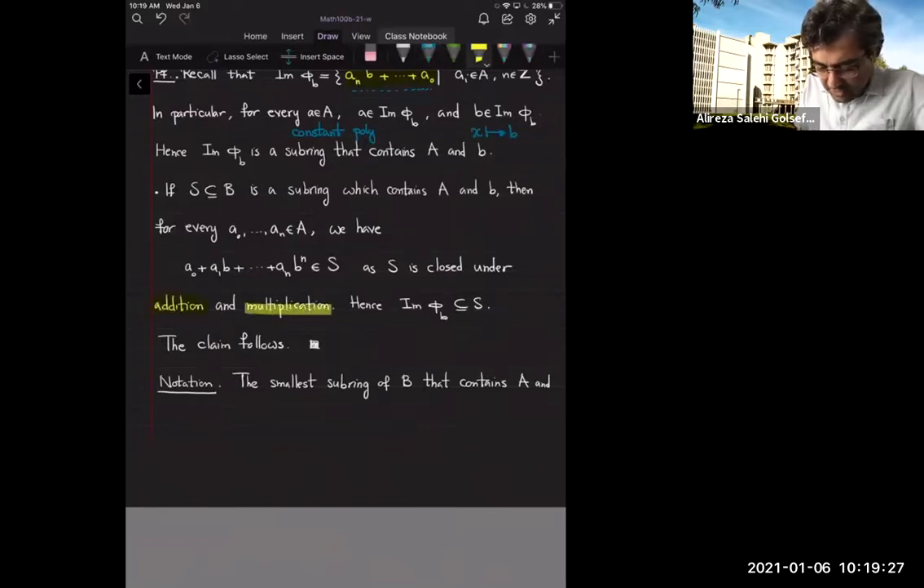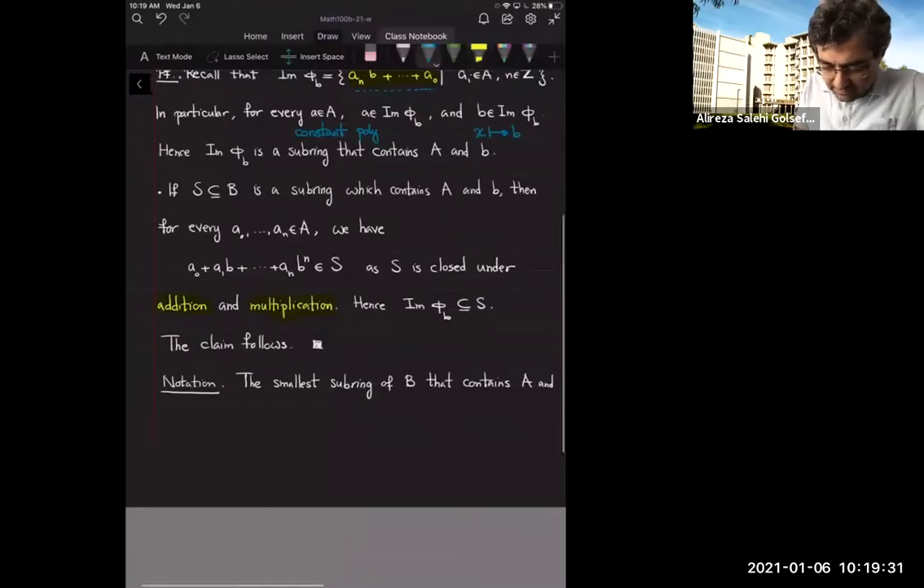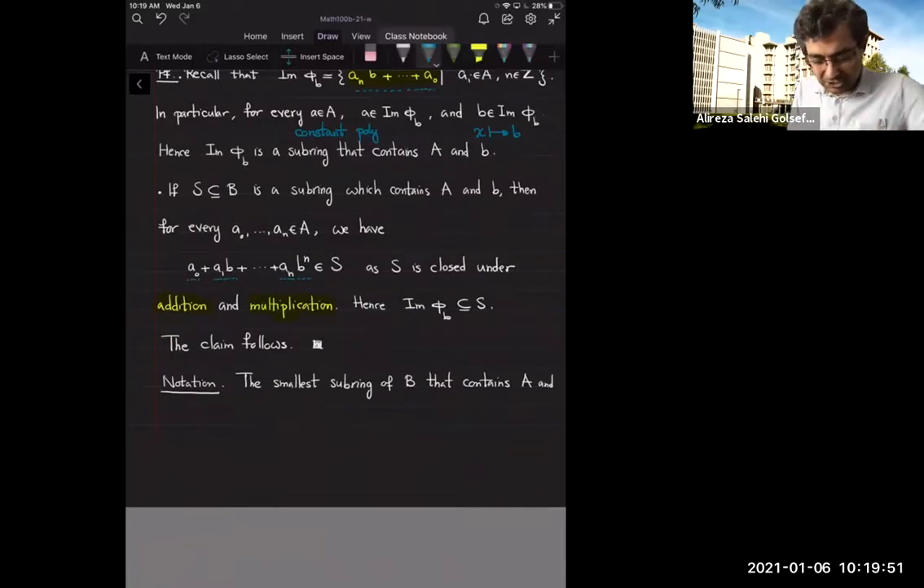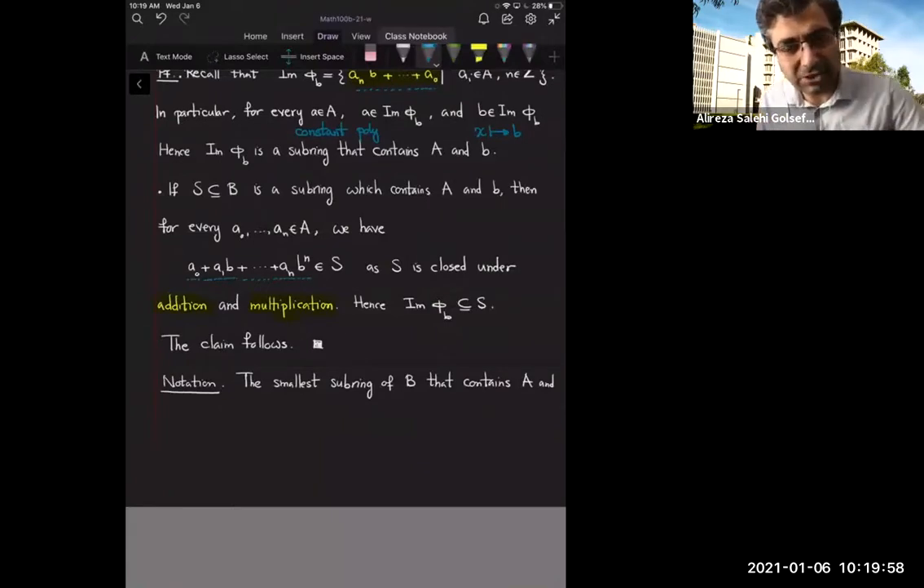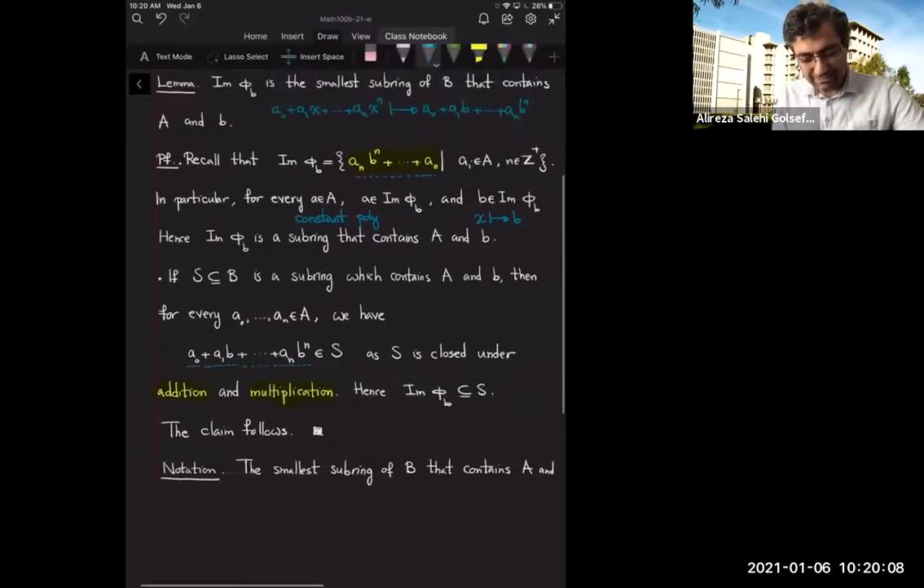So when I multiply b by itself n times, because b is inside S, b to the n is inside S, b squared is inside S, and so on. And then I can multiply by a sub i's, because the a sub i's are also inside S. So these terms will be inside S. But now S is closed under addition, so their summation is inside S. So we deduce that every arbitrary element of the image of phi sub b is also inside S. Therefore, the image of phi sub b is a subring of S. So altogether, we deduce the claim that the image of phi sub b is the smallest subring of capital B that contains both the ring A and the element small b.